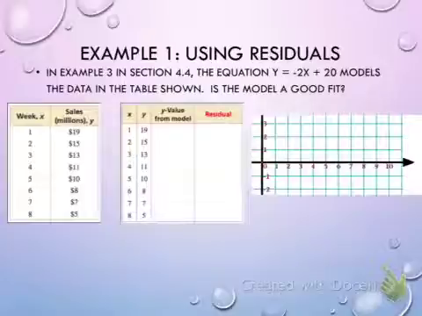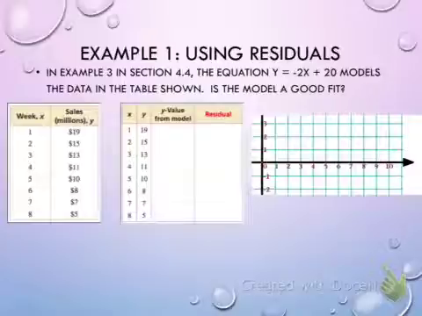So in our first example here, we're going to be using residuals. If you look back in your last notes in example 3 in section 4.4, the equation y equals negative 2x plus 20 models the data in the table that's shown. So is the model a good fit? The first thing we need to do is to calculate the residuals and then organize your results in a table. And then we're going to use those points to make a scatter plot.